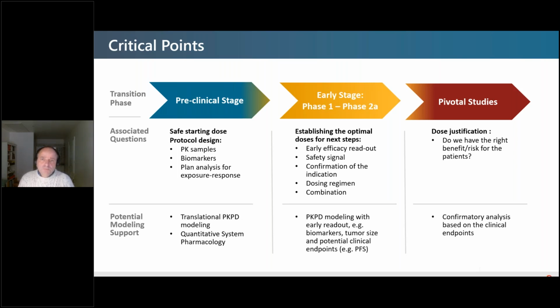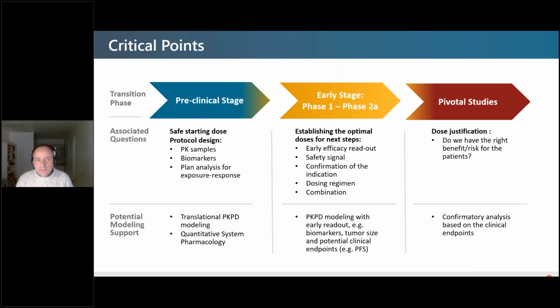Once we establish the phase 1 protocol, then we start collecting the data. Which type of data are we collecting? We will collect early efficacy readouts. This will be informative biomarkers, as Julie mentioned earlier. It will be PFS, it will be safety signal. So these endpoints will be used for confirmation of the dose, confirmation of the indication, confirmation of the pharmacological activity, and potentially combination. How do we want to use these early endpoints?